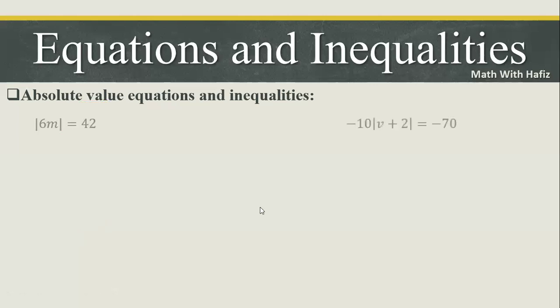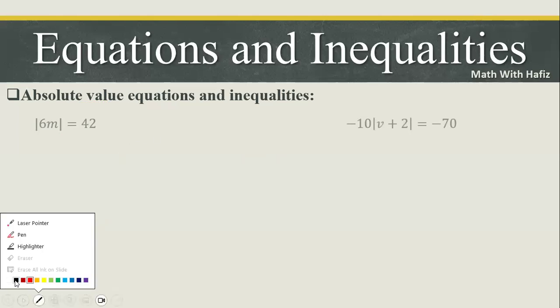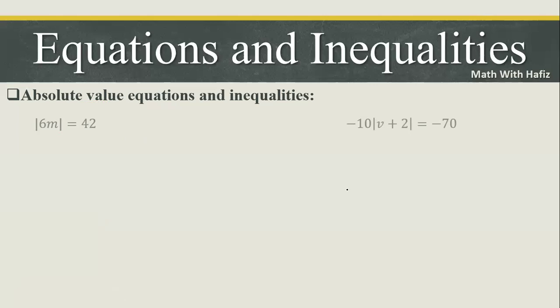Let's check another example, which is a bit more complicated than the previous one. Here you have negative 10 times the absolute value of v plus 2. Now here the students will make a mistake. They will say, oh, this cannot be negative, so this question is wrong. No, our main concern is that this absolute function cannot be negative.